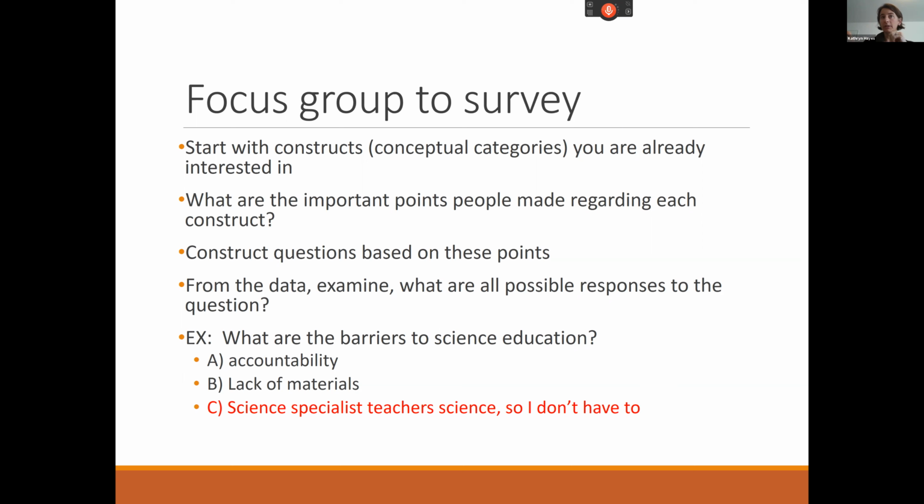So here's a different example. One of the questions I often ask teachers is, what are the barriers to science education? Now, I might have gotten from the literature, accountability is a barrier, lack of materials is a barrier, but when I did a focus group, something new came out. Science specialist teachers teach science, so I don't have to. So that's something that I wouldn't have known from the literature. It came out of the focus group, and that's why we do a focus group to create a survey, so that we make sure we have all the potential options and all the potential questions.